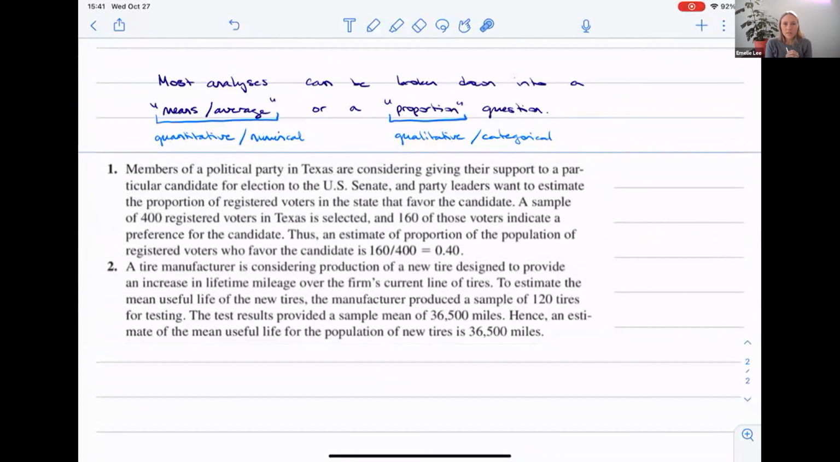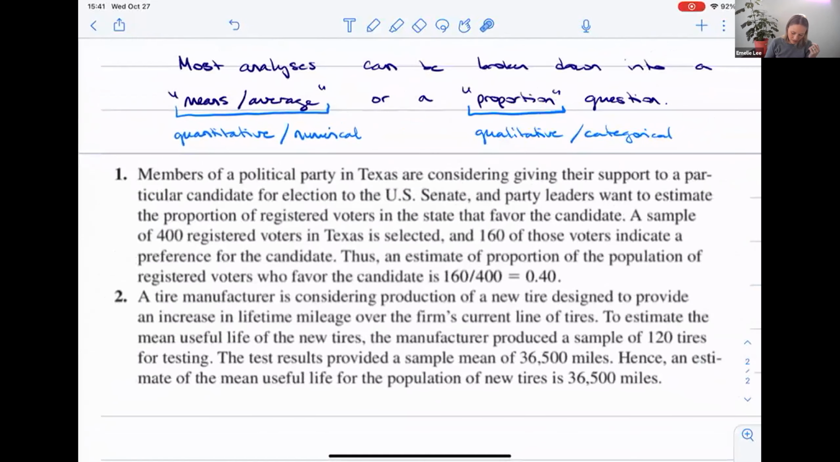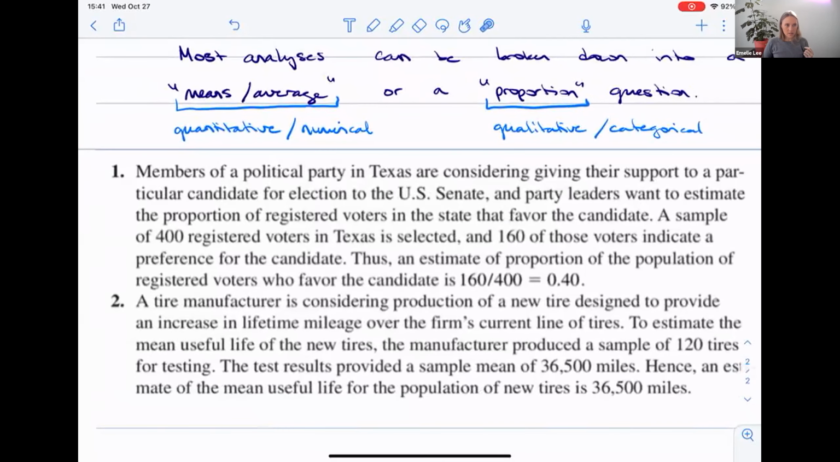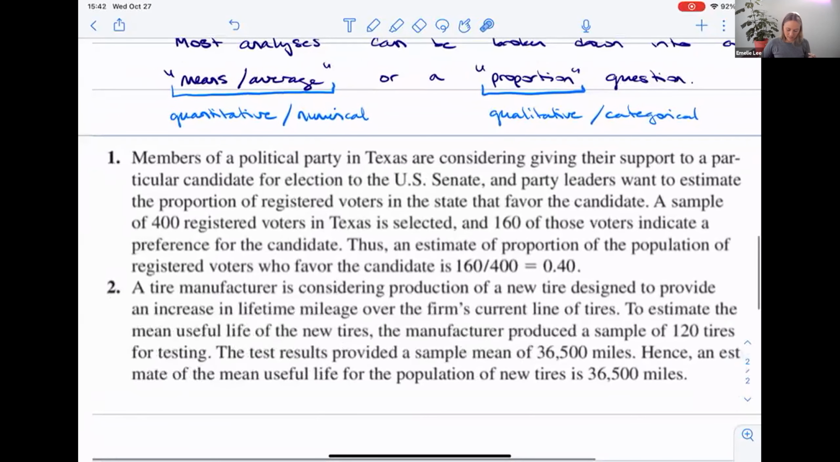So if we read these two scenarios and we have to classify them as either a proportion question or a means question, then there's going to be some key information that we're going to notice. Okay, so I'll zoom in here a little bit, make it as big as I can. So members of a particular party in Texas are considering giving their support to a particular candidate for election to the US Senate. The party leaders want to estimate the proportion. Well, that sounds like a keyword. Of registered voters in the state that favor the candidate.